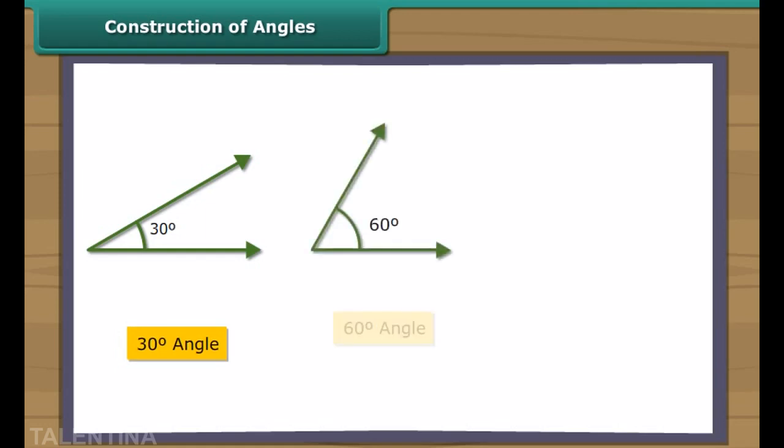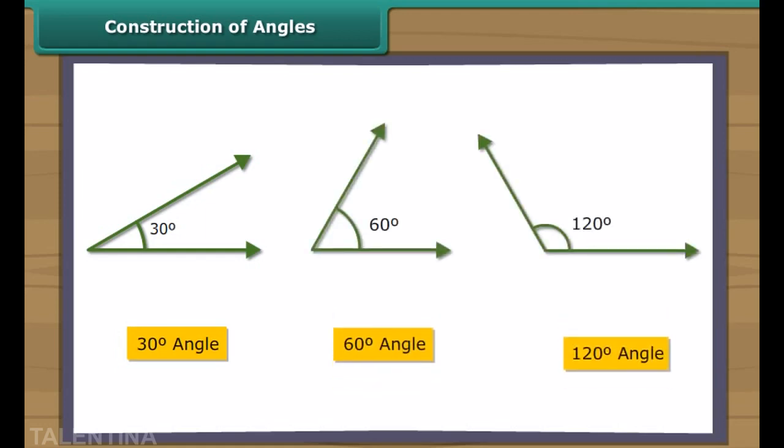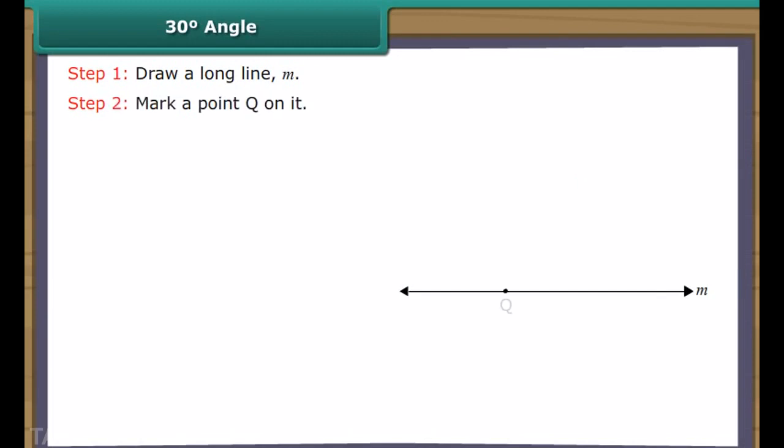Construction of angles. Let us now construct some special angles one by one. 30-degree angle, 60-degree angle, 120-degree angle. Construction of 30-degree angle. Draw a long line M. Mark a point Q on it.